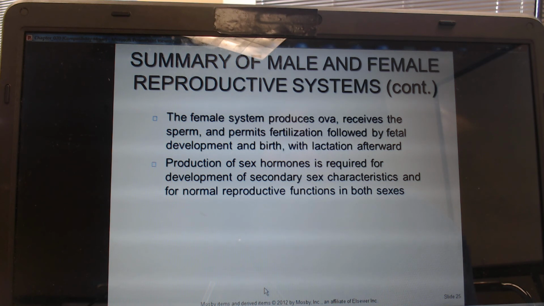The female system produces ova. It receives the sperm and permits fertilization, followed by fetal development and birth with lactation afterward. And the production of sex hormones is required for the development of secondary sexual characteristics and for normal reproductive functions in both sexes. And that's an overview of the female reproductive system.